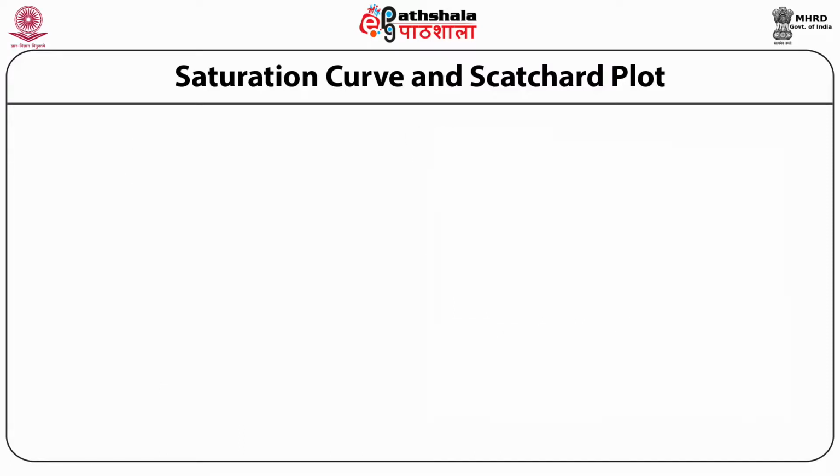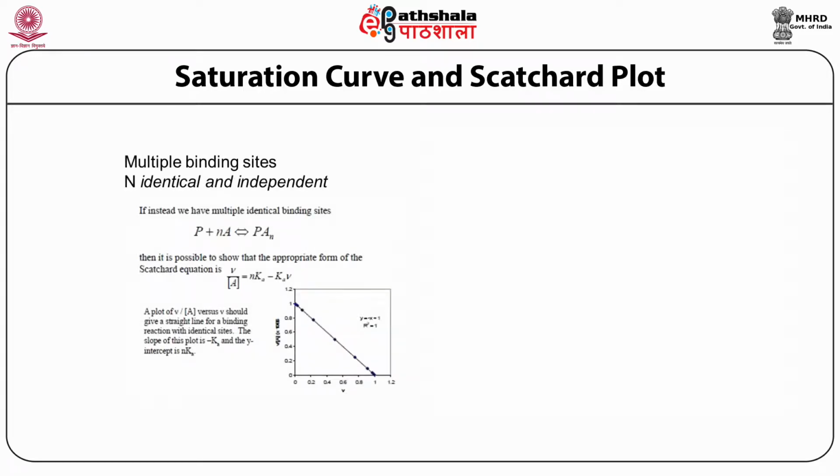Here we try to show the Scatchard plot for more than one binding site, or n number of binding sites. For multiple binding sites, n identical and independent. If instead we have multiple identical binding sites, P plus nA equals PAn, then it is possible to show the appropriate form of the Scatchard plot is V by A equals nKa minus KaV. A plot of V by A versus V should give a straight line for the binding reaction with identical sites. The slope of the plot is minus Ka and the y intercept is nKa.